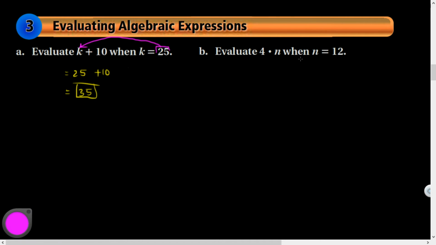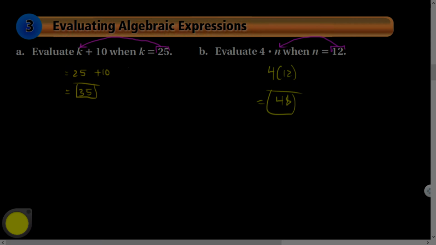So evaluate 4 times n when n equals 12. I'm going to take 12 and plug it in for n. And I will end up having 4 times 12 is equal to 48. Yeah, 48. All right, not bad, not bad.